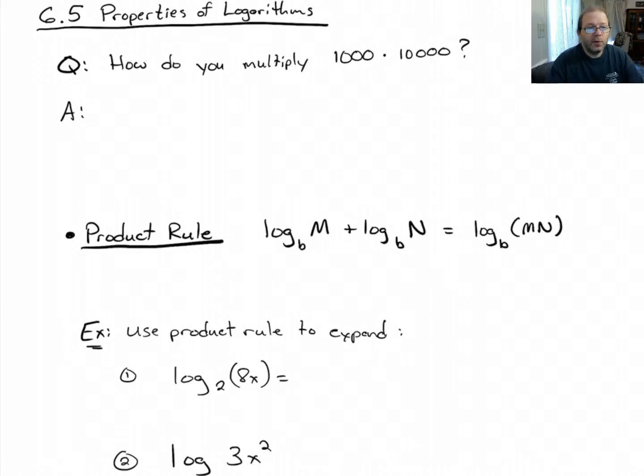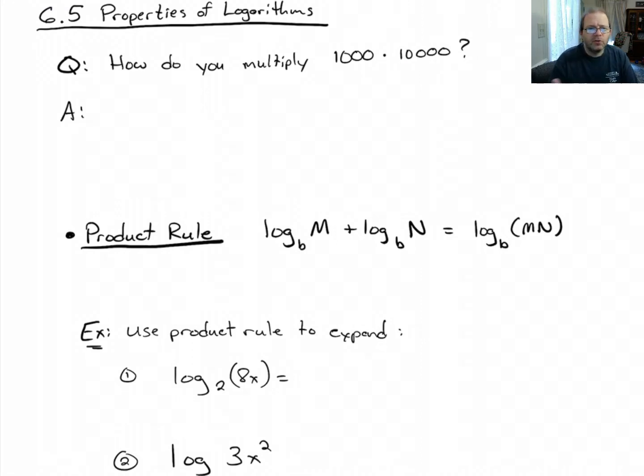Hi, today we're going to look at section 6.5, which is on properties of logarithms. Before we do that, though, I want to look at a simple example, and that is how do you multiply this number times this number? Now, that's 1,000 times 10,000.